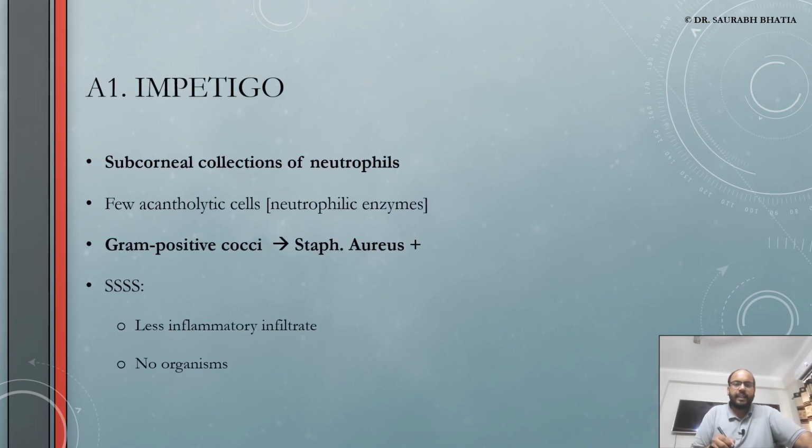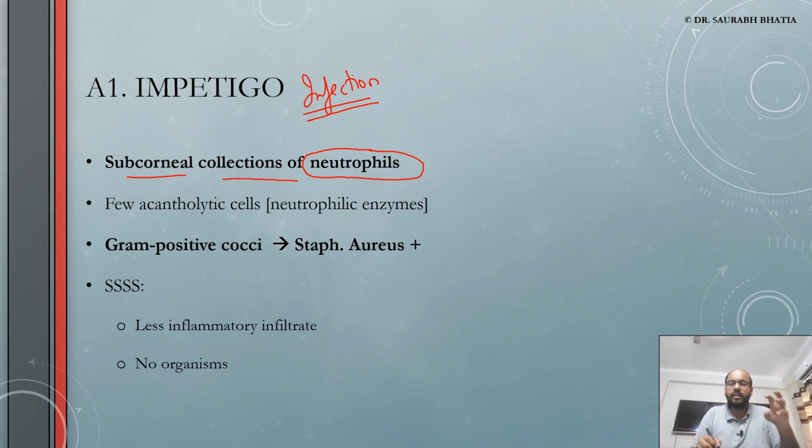Starting with impetigo. In impetigo, since we know that it's because of an infection, and we all know that the immune cells that will come first at the site of infection are neutrophils. Okay, so there are subcorneal collections of neutrophils, and whenever we encounter a collection of neutrophils, it is known as a microabscess. Any collection of neutrophils is an abscess, and when we speak about histology, we use the term microabscess because we're looking at it microscopically, isn't it?